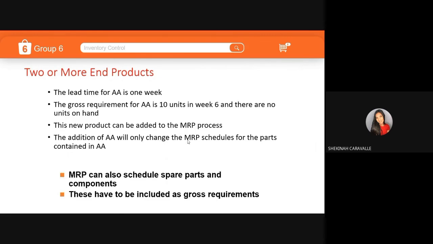The lead time for AA is 1 week. The gross requirement for AA is 10 units in week 6 and there are no units on hand. This new product can be added to the MRP process. The addition of AA will only change the MRP schedules for the parts contained in AA. MRP can also schedule spare parts and components. These have to be included as gross requirements.